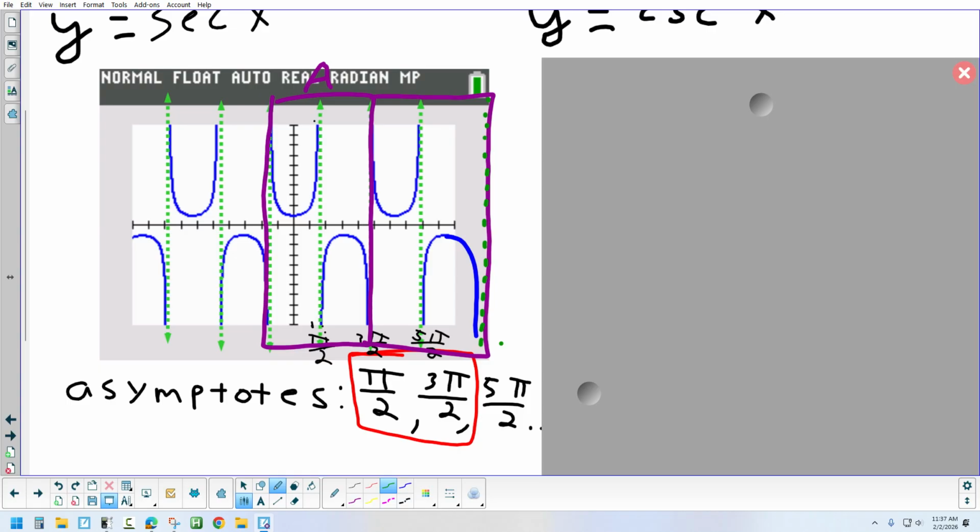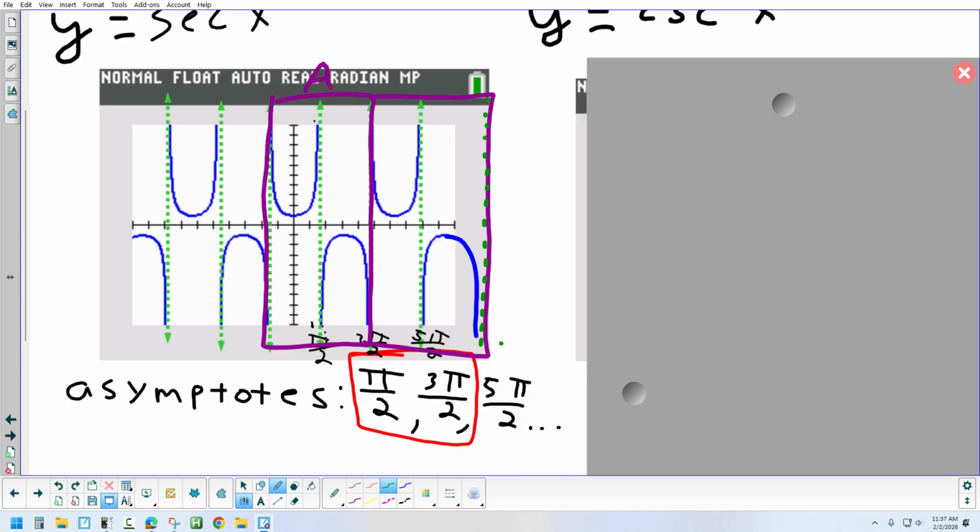That one would be 7 pi over 2. Okay, I stopped listing, but that's what it would be. Okay, let's call this one section B. This is asymptote, say, asymptote 1, 2, 3, 4, and 5. I just numbered them so it's easier to talk about.